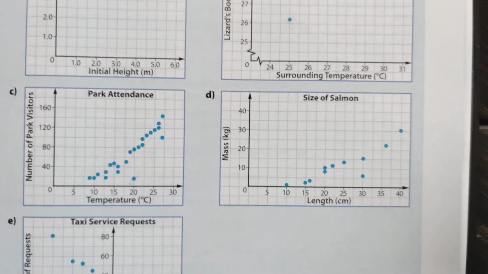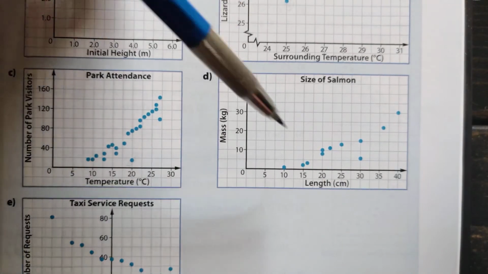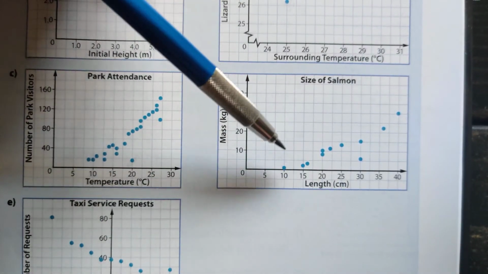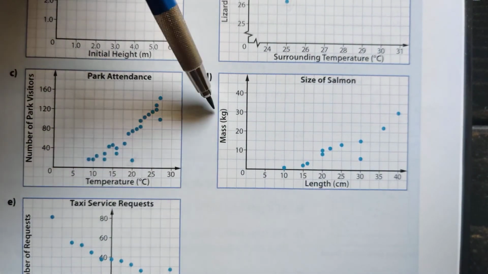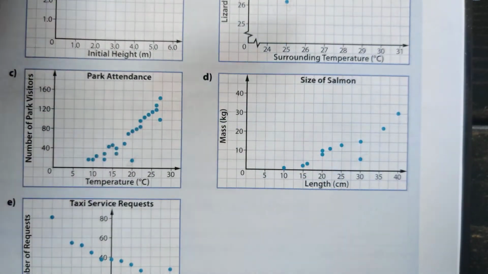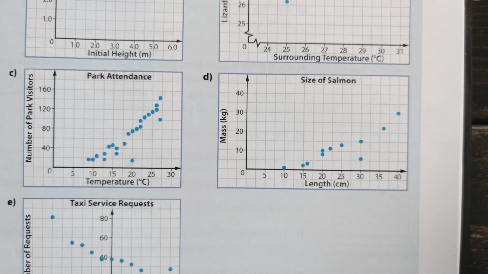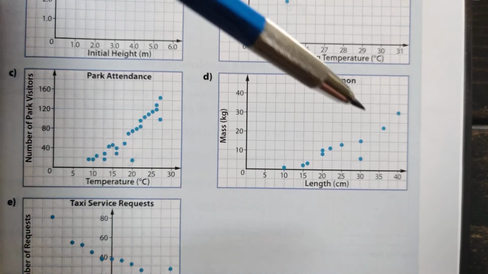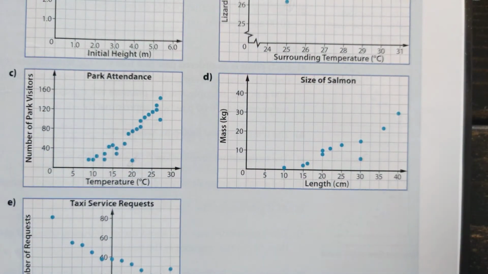The size of a salmon. So here we see the longer the salmon gets, in general the mass is increasing. We do have this kind of weird guy here, this little outlier. Maybe he wasn't getting so much to eat, and it thinned him out a little bit or something like that. Could be a possibility there.